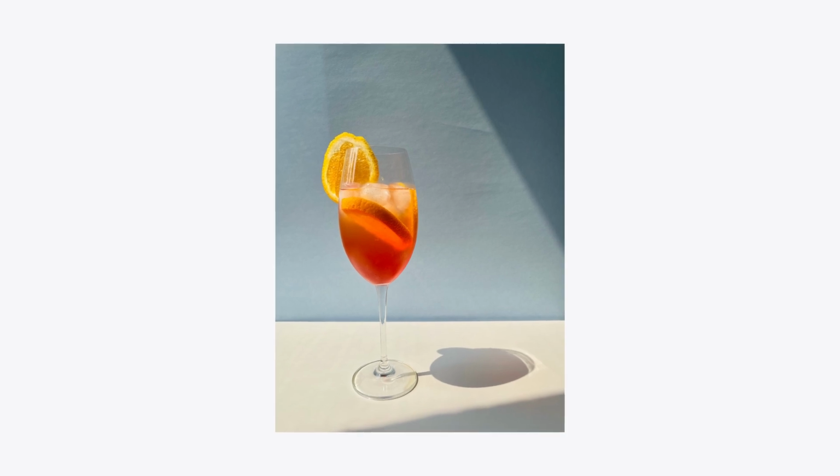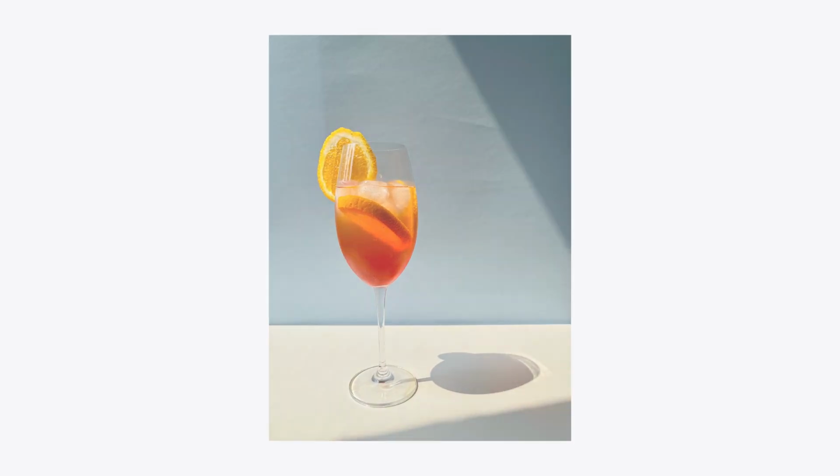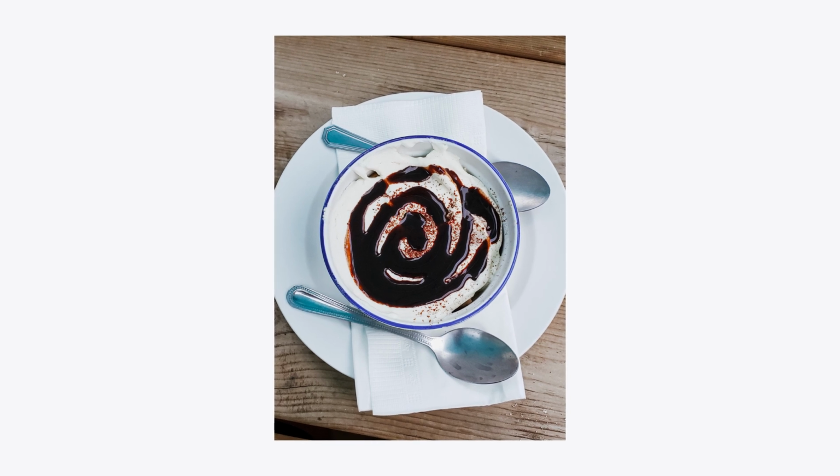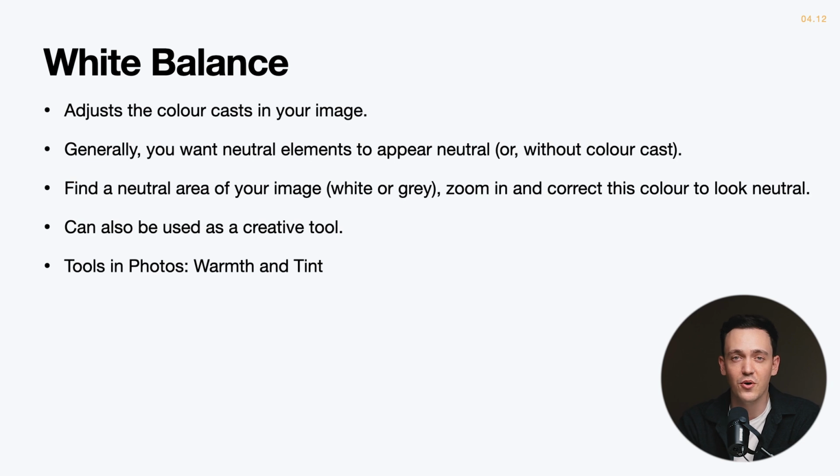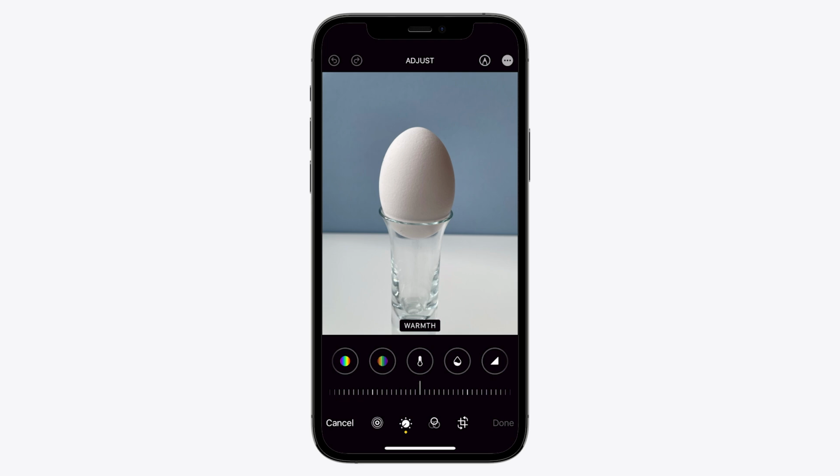White balance can also be used as a creative tool. Commonly, when I take photos in bright daylight, I will make my white balance appear a little bit warmer than neutral. And when shooting in overcast light, I'll make my scenes a bit cooler than neutral. I find that these color casts fit the mood that these different types of light naturally give off. The tools that we can use in Photos to affect our white balance are called warmth and tint. Warmth is going to adjust color cast on a blue to yellow spectrum, and tint is going to affect color cast on a green to magenta spectrum.